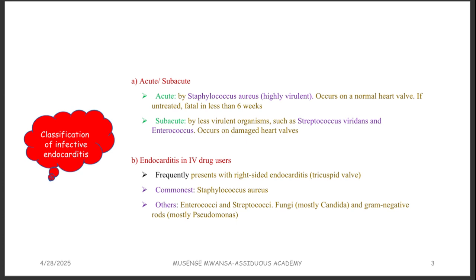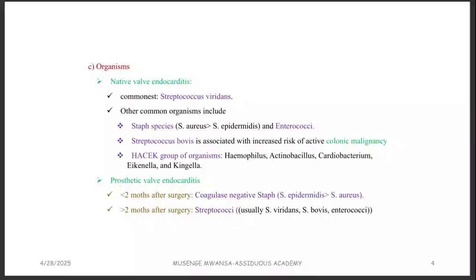Okay, very important to understand that, the tricuspid. And the common organism that causes infection in someone that takes drugs, an IV drug user, is Staphylococcus aureus. The others can be Enterococcus and Strep, and also fungi like Candida, and Pseudomonas, which is gram negative.